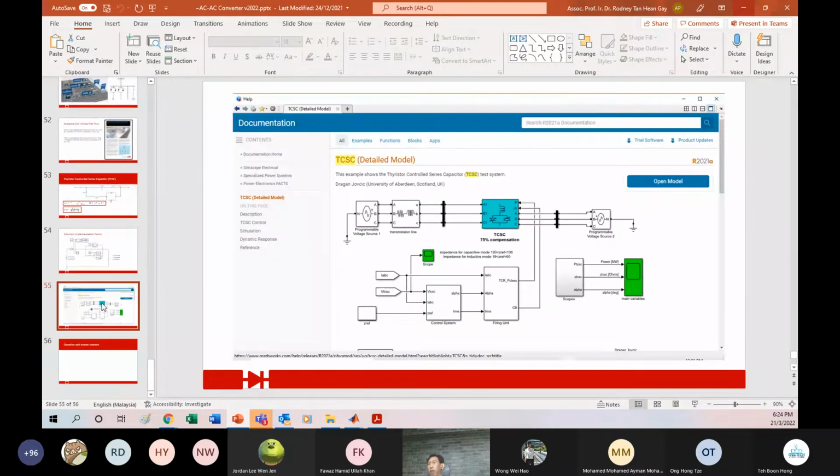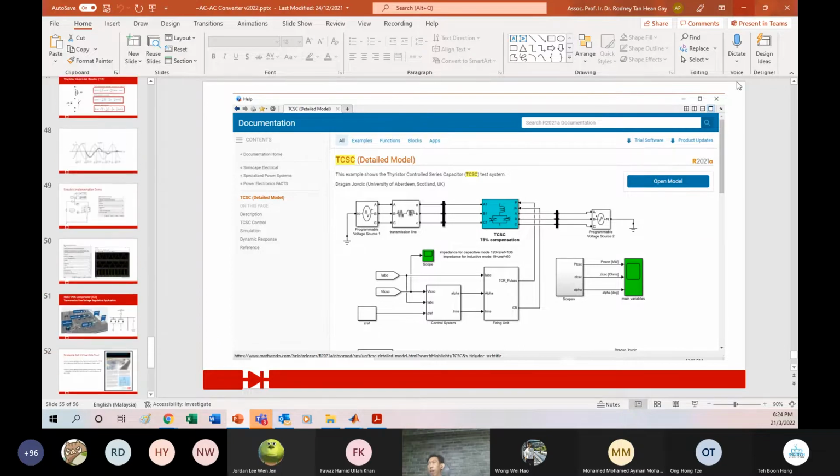So we basically cover the AC-AC converters, all right. Next class onward, just another week only, we should be able to complete the AC to DC converter in the next class and the next week's class. All right, any questions?